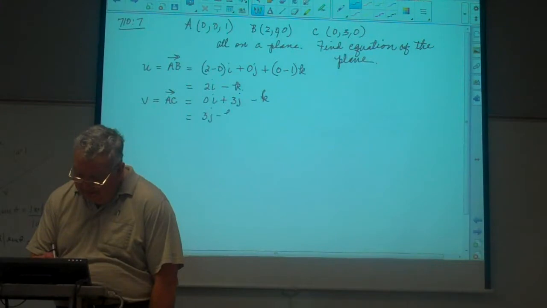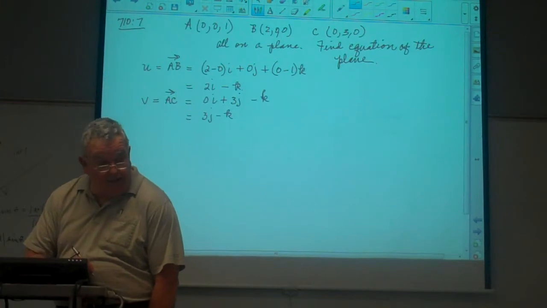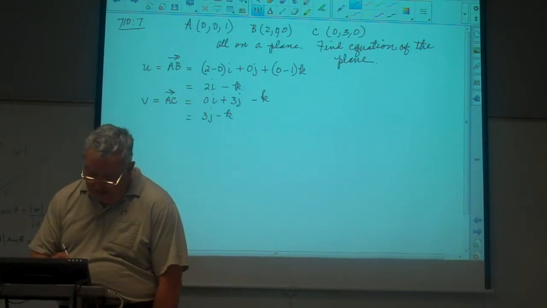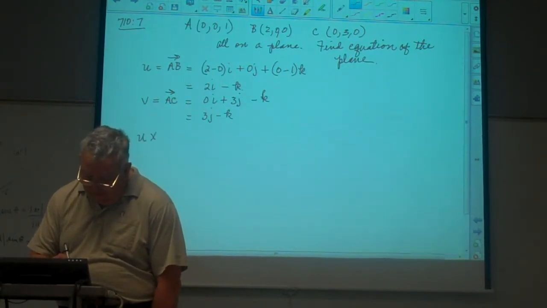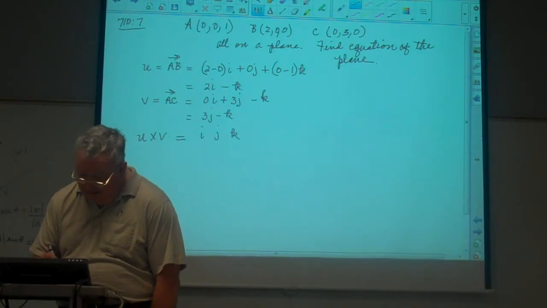3j minus k. Okay? Now, let's see. I've got all kinds of points, don't I? I need a normal vector, don't I? So, I'm going to do u cross v, and that's equal to the determinant with i, j, k, then 2, 0, minus 1, and 0, 3, minus 1.